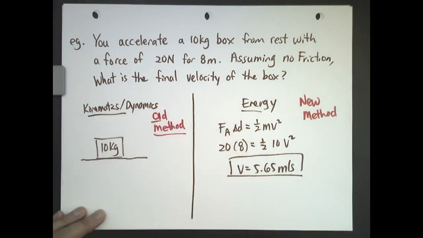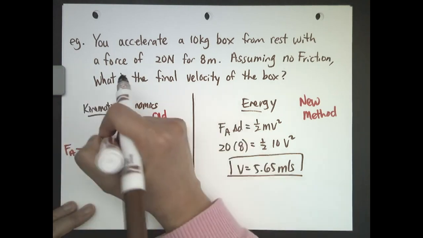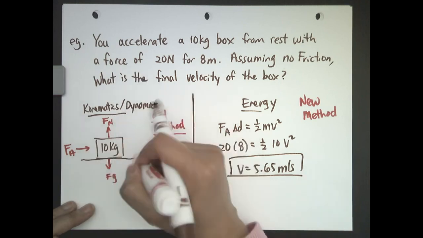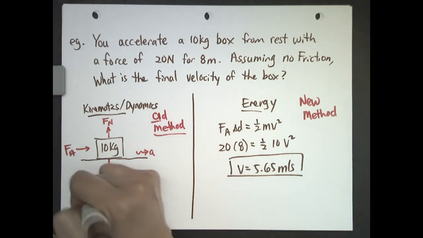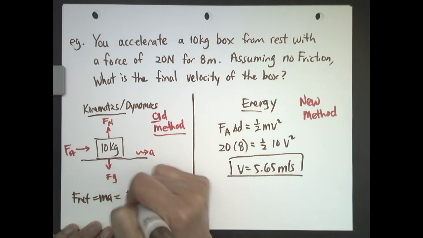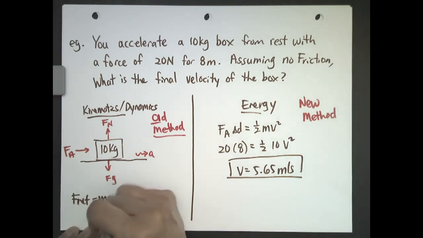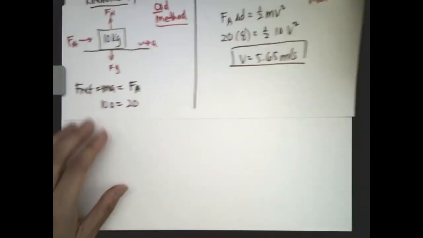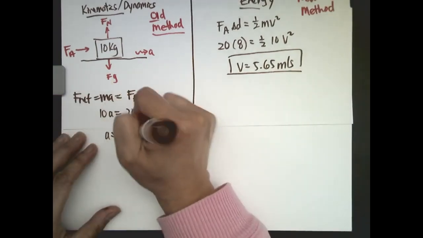All right, let's do a free body diagram. So you have your free body diagram of the box. Remember that FA is over here. We have the normal force, and we have gravity, and we know the acceleration is this way. Okay, so let's do our F net equation. F net equals ma, and that's equal to FA. There's no FF because there is no friction. All right, let's plug it in. 10a is equal to 20, and so the acceleration is 2 meters per second squared.